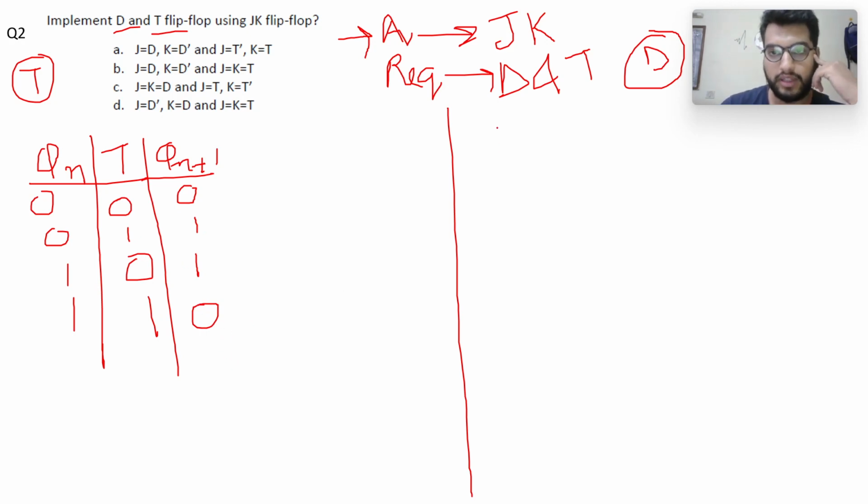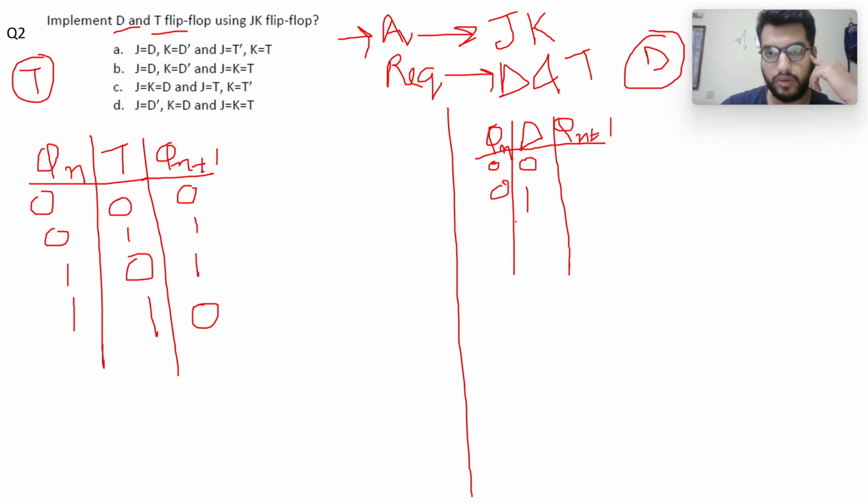Now I will write down the characteristics table of D flip-flop. So here the required is D, here the required was T, right? So Qn, D, and my next will be Qn plus 1. So it is 0 0, 0 1, 1 0, 1 1. It will just follow the D, 0 1 0 1, it will just follow the input, right?